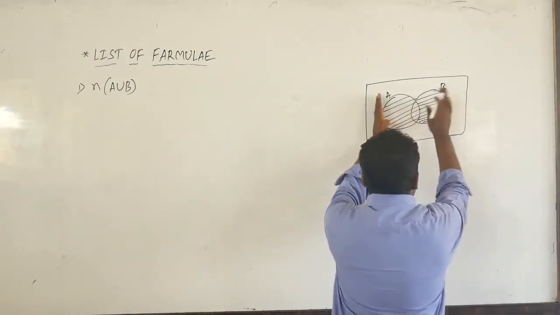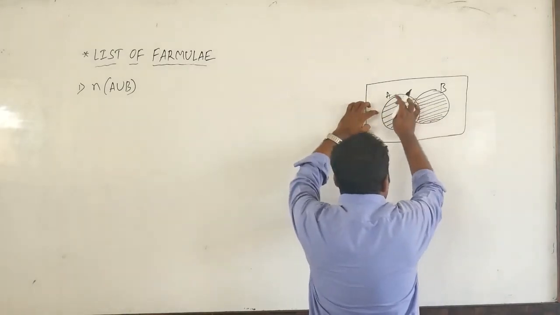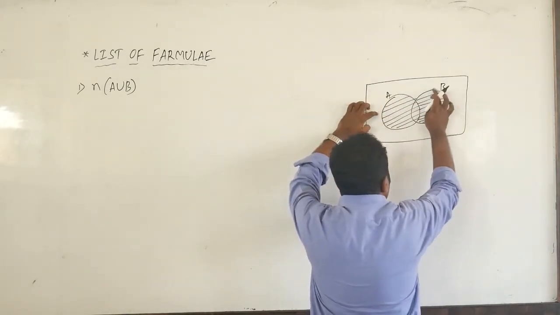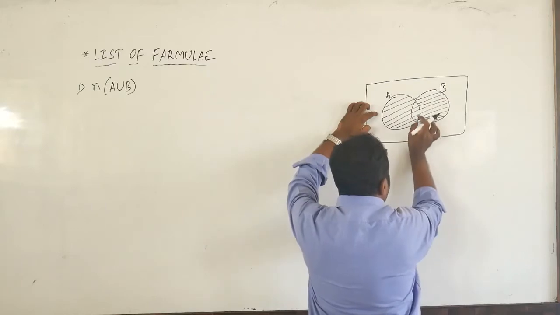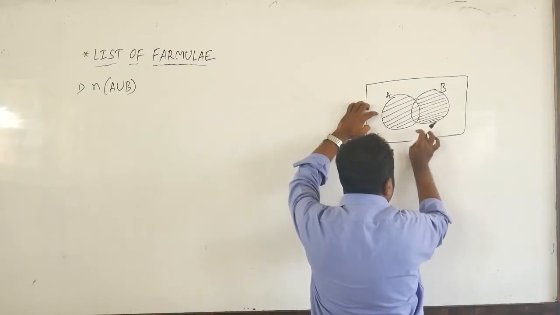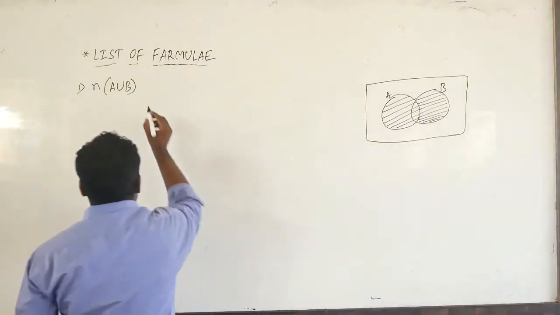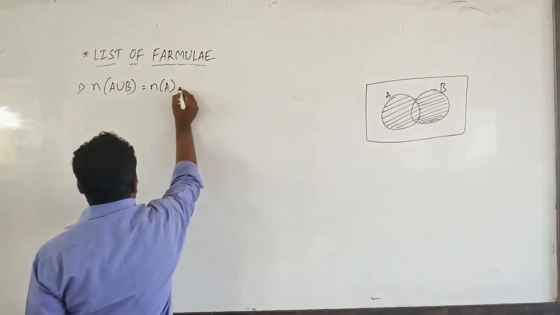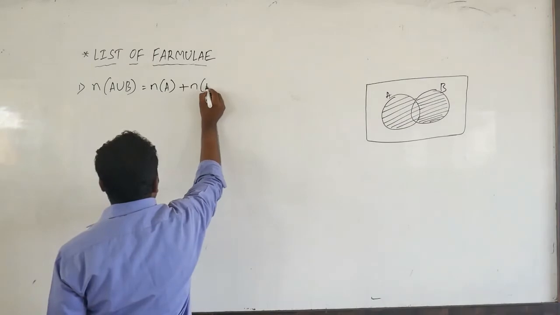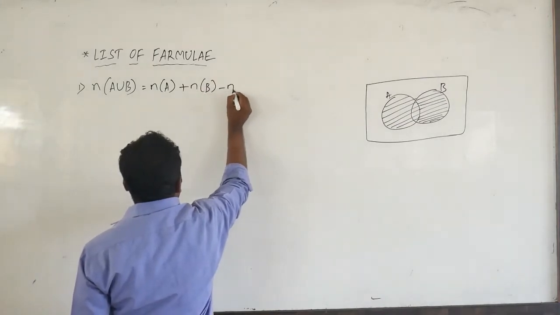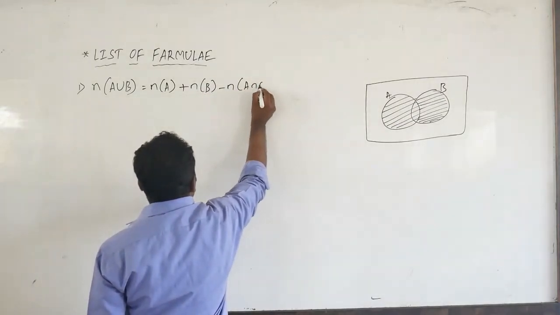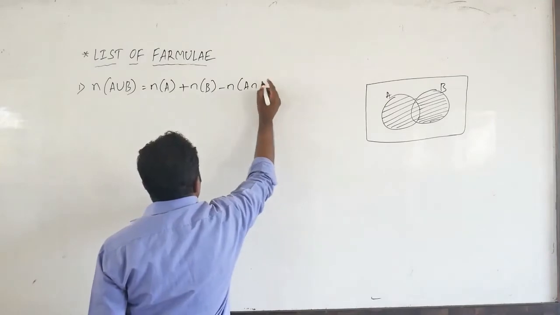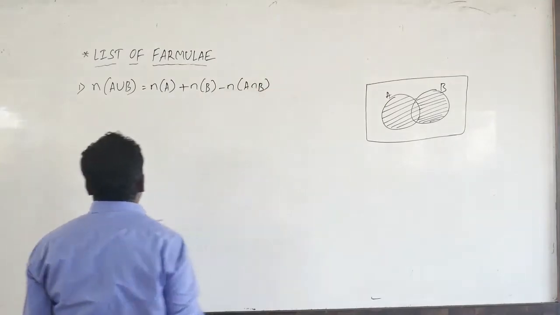How can you find A union B? Nothing but first n of A, n of B minus the common space, nothing but A intersection B. This is equal to n of A plus n of B minus n of A intersection B.